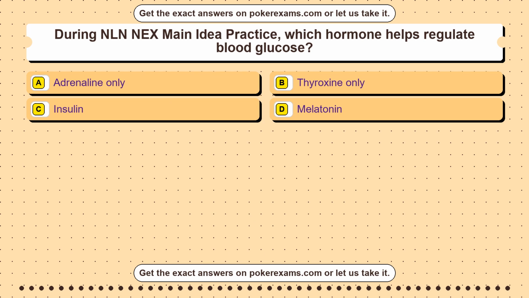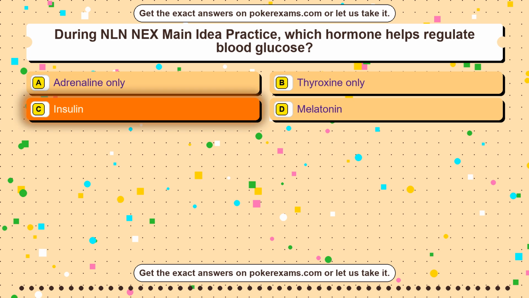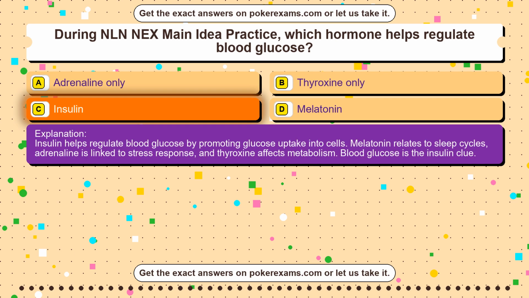Question 31. During Get History Practice Test, which unit measures volume? Option A, gram. Option B, degree. Option C, liter. Option D, meter. The correct answer is option C. A liter measures volume or capacity. A meter measures length, a gram measures mass, and a degree measures angle or temperature depending on context. The volume clue points to liter.